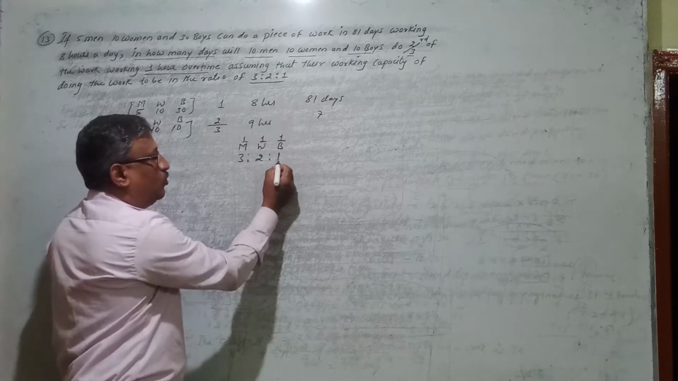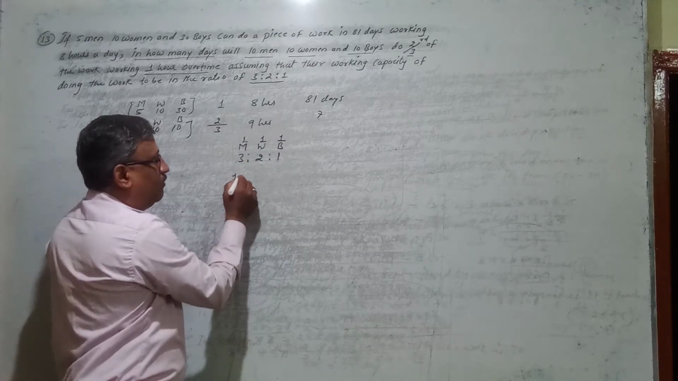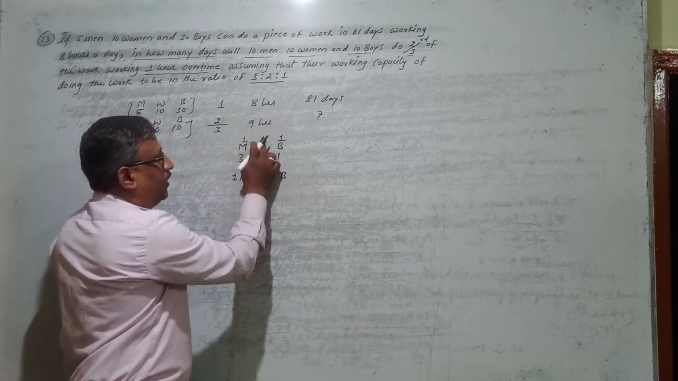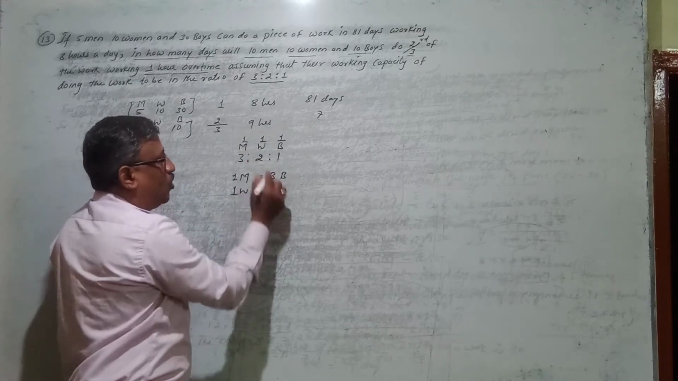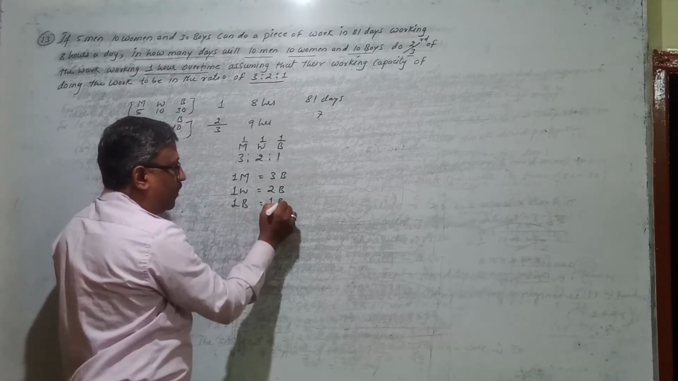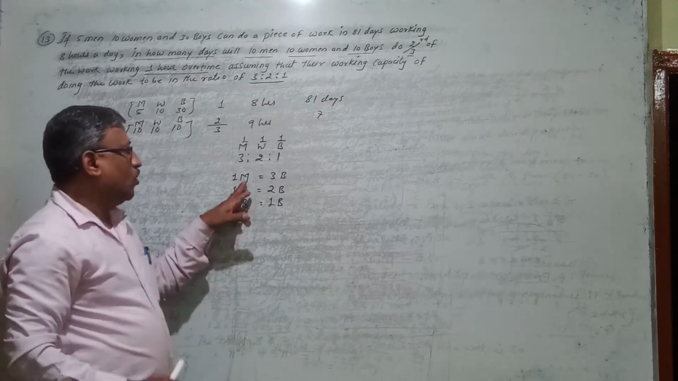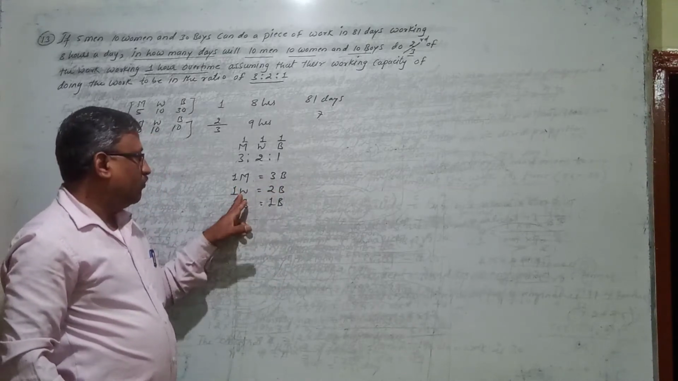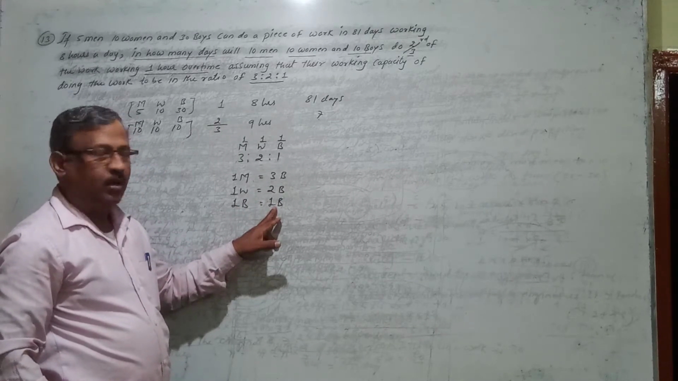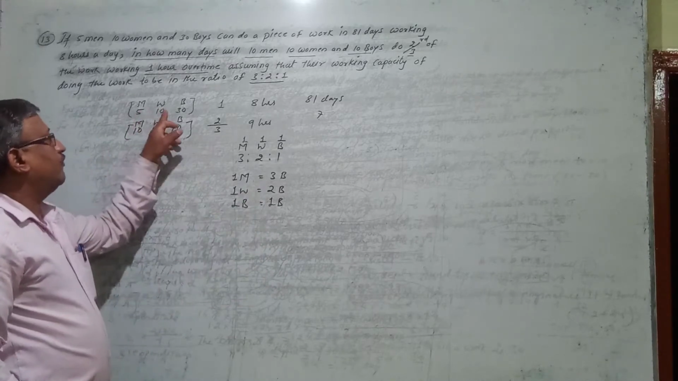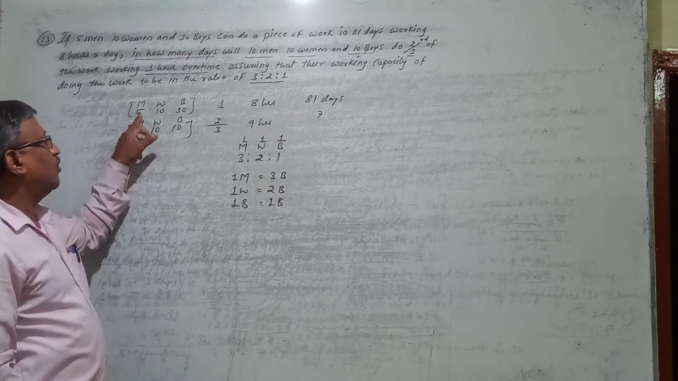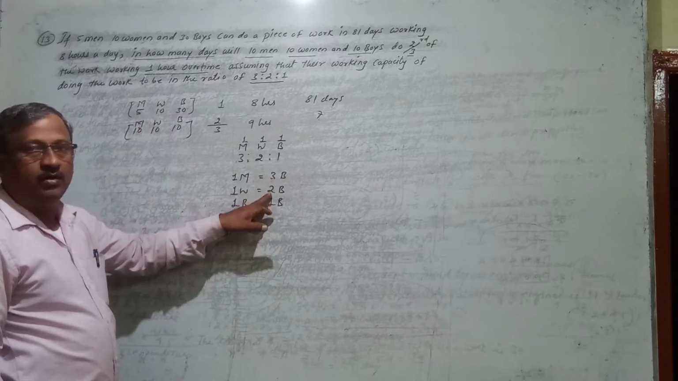From this ratio, what I can understand is that one man is equal to 3 boys, one woman is equal to 2 boys, and one boy is equal to 1 boy. It means one man does the work of 3 boys, one woman does the work of 2 boys, and one boy does the work of 1 boy. So like this, from this ratio, I can find out the capacity of both the groups in terms of boys, because I know the capacity of men and women in terms of boys.